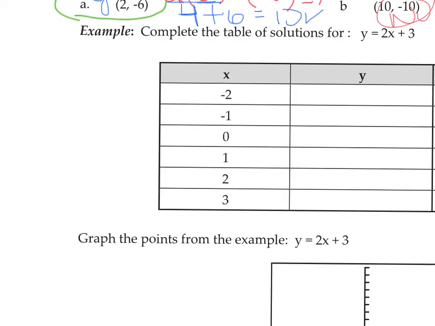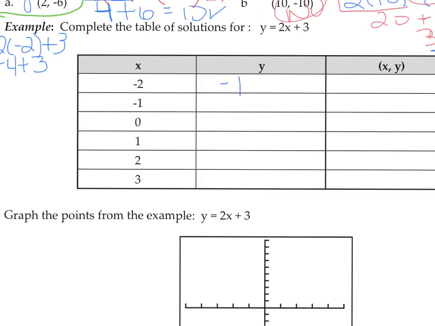Okay, so y equals 2 times x plus 3. If x is negative 2, that would be y equals 2 times negative 2 plus 3. When we simplify that, we get negative 4 plus 3, which is negative 1. So y will equal negative 1. And this will make an ordered pair for this equation. Negative 2 for x, negative 1 for y. All right, so we're going to go to the next one.